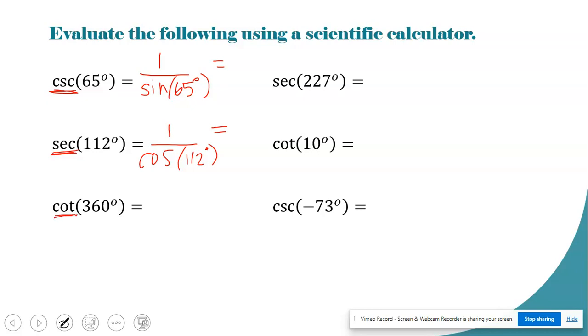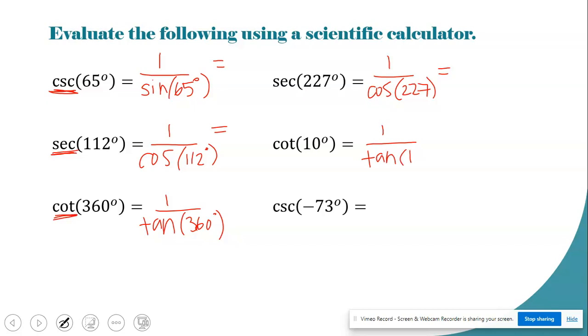Cotangent, remember that was tangent's reciprocal. So this is 1 over the tangent button of 360 degrees. And then set all of these up. So secant is 1 over cosine of 227. Cotangent is 1 over tangent of 10 degrees. And cosecant is 1 over sine of negative 73 degrees. Now I want you guys to punch all of these into your calculators.